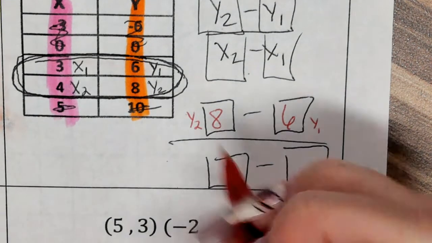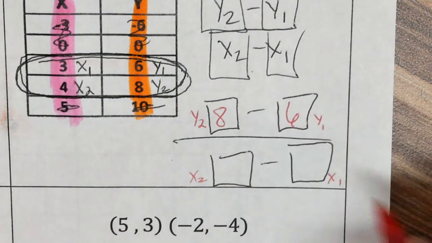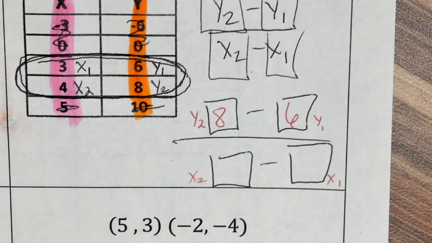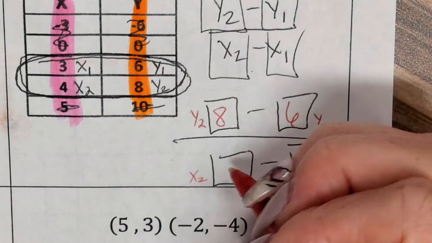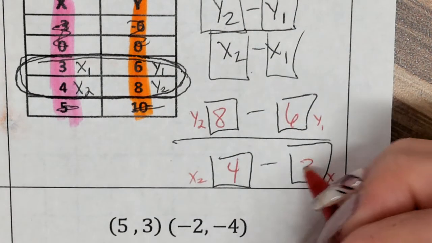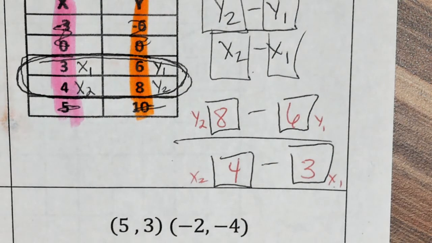Okay, the formula says X2 goes here and X1 goes there. You just drop the numbers that you labeled. So X2 was 4, and what was X1? Does anybody have issues with filling in the formula?